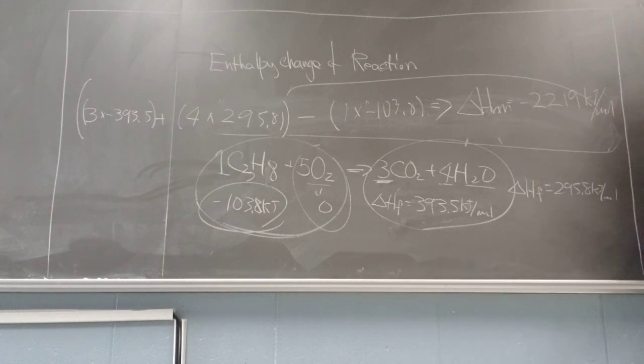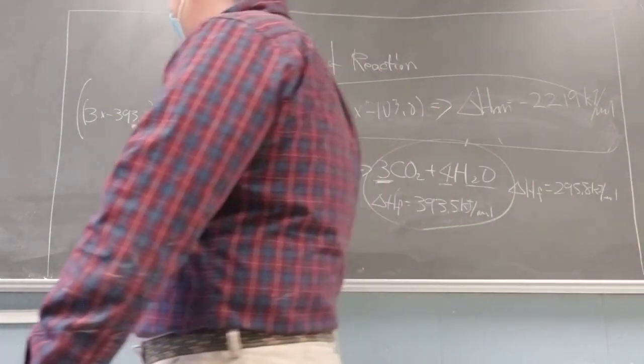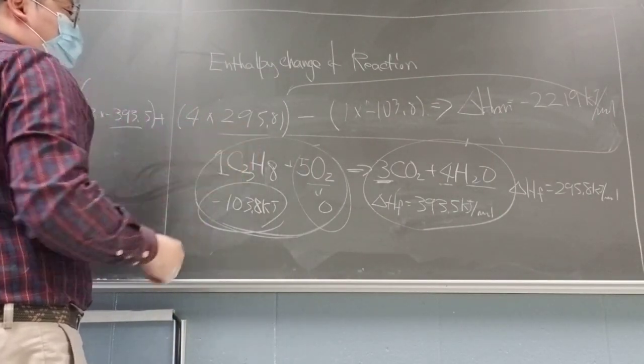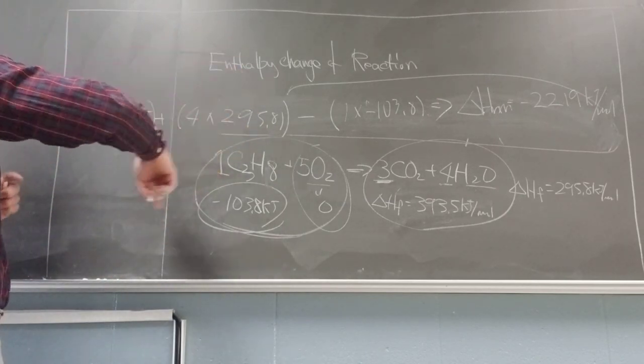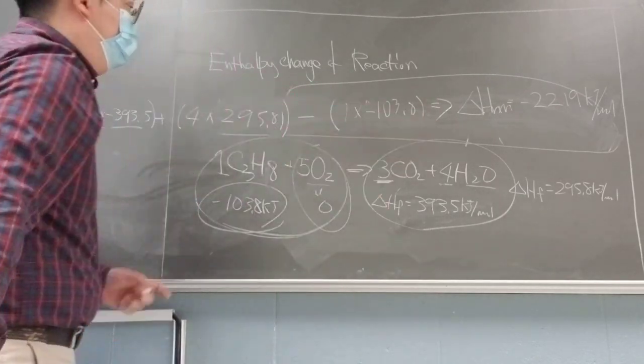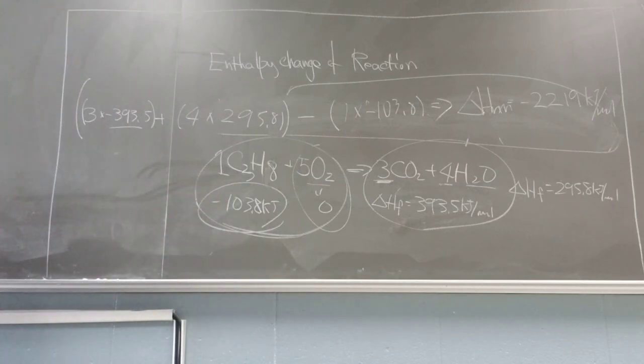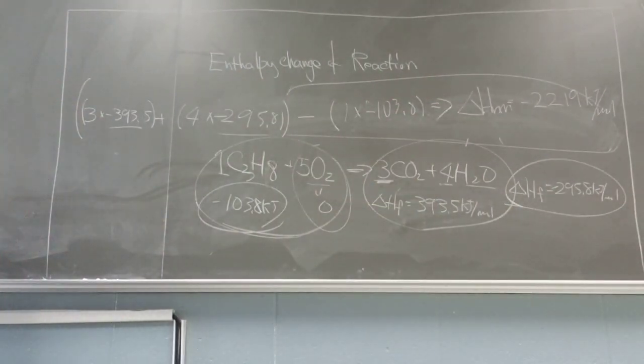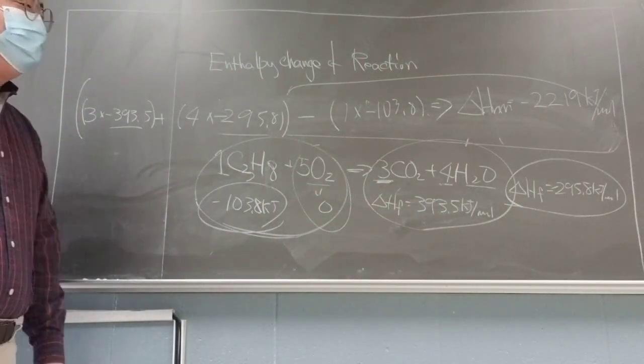Yeah, you can try to plug those numbers into your calculator: 3 times negative 393.5, 4 times negative 295.8, add them all, and subtract the enthalpy change of formation of the reactants there. Is this supposed to be negative 393.5? Oh yes, both of them are negative. Perfect. That was a good catch. Thank you.